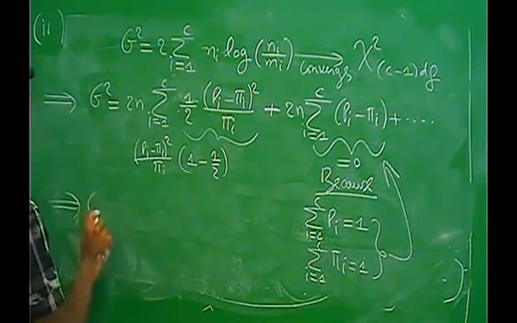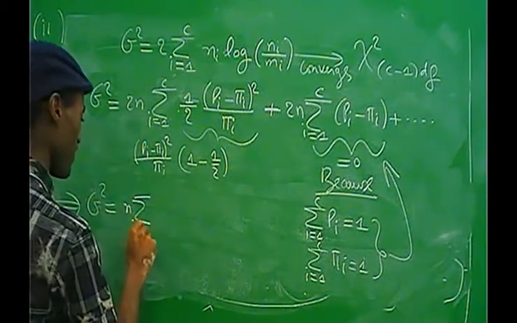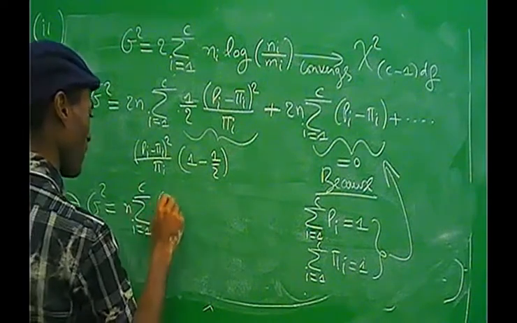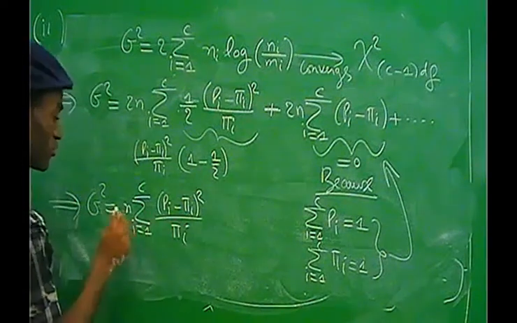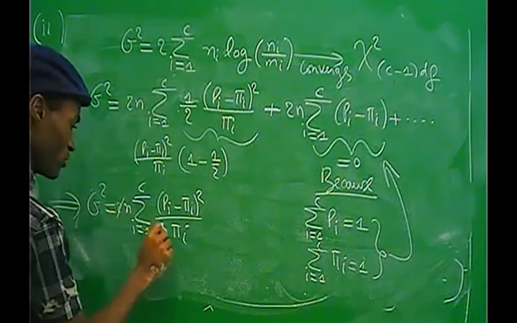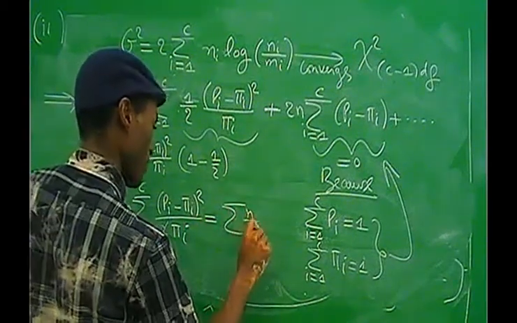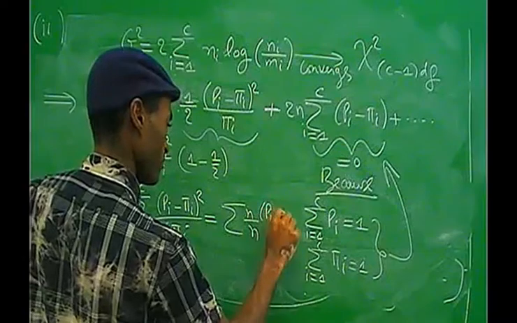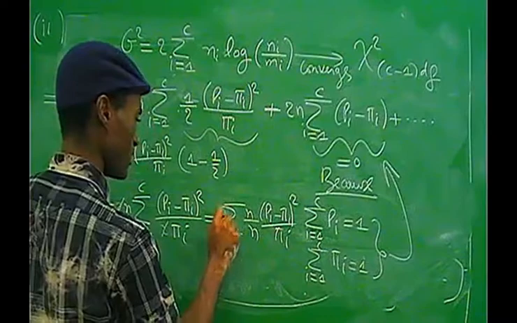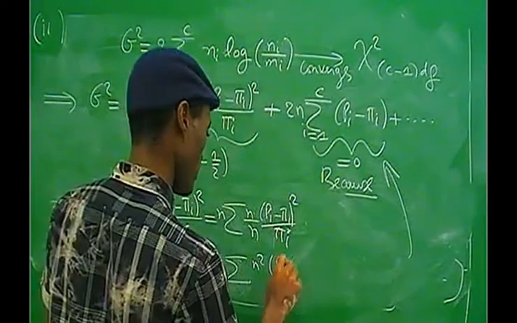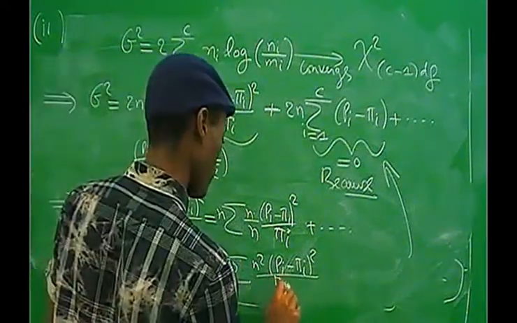Okay, so G squared equals n, sum i equals 1 to c, pi minus pi I squared over pi I. And what happened to the 2's? 2 goes with 2, and we create n divided by n. So n is outside here, pi minus pi I, so that it shows that it's an asymptotic convergence.